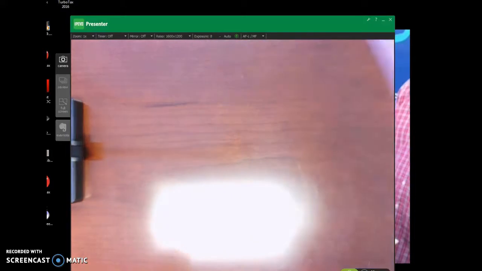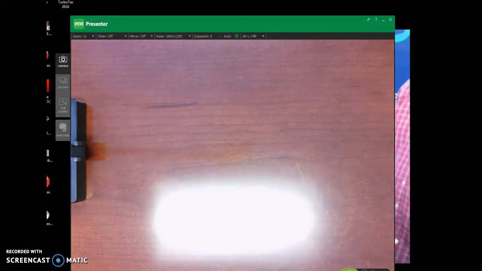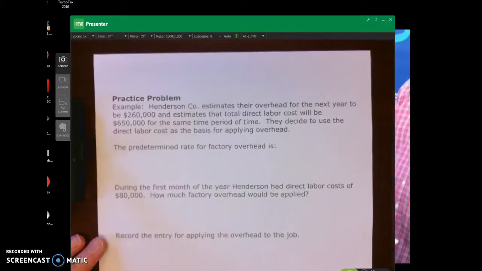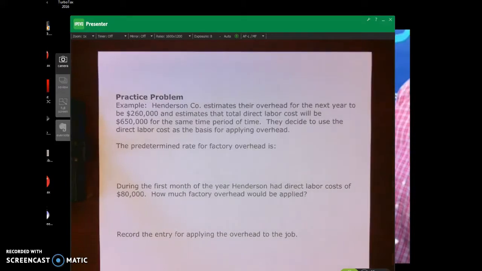Okay? Let's take a look at page 29 right over here. Why don't you go ahead and do this problem? This is another practice problem. You might want to pause the lecture video and then come back to this. Okay? All right, so let's take a look here.